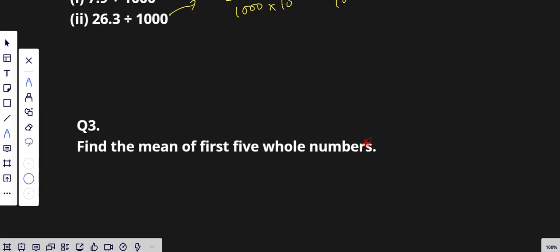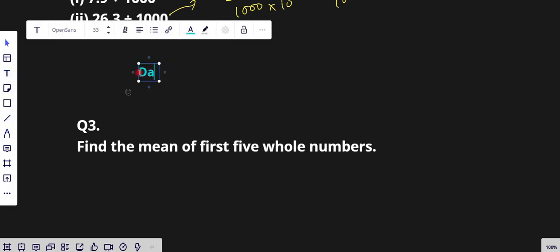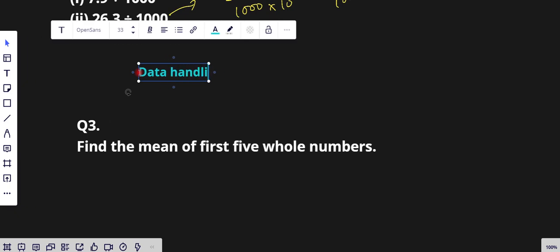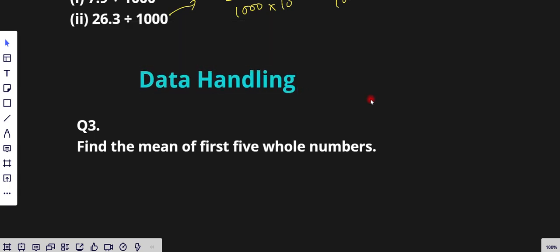I'll write the topic here. So this is data handling. These questions are related to data handling, exercise 3.1.